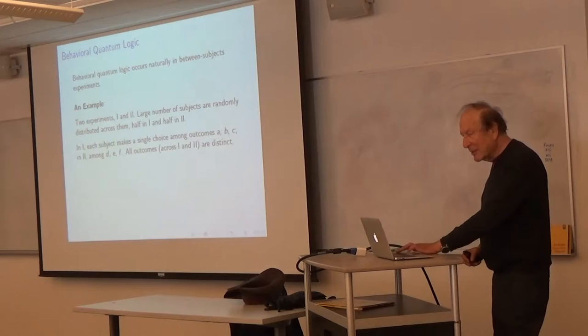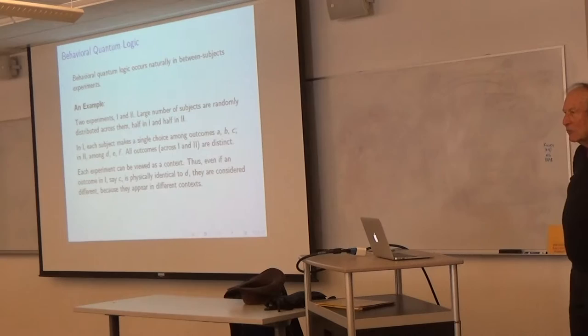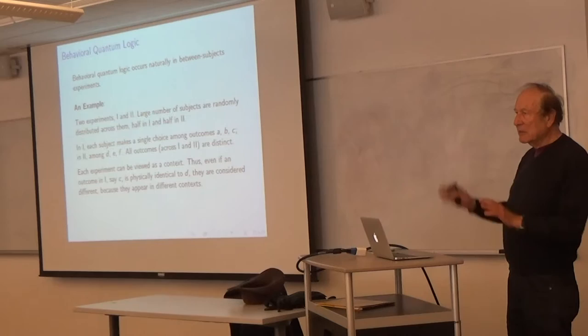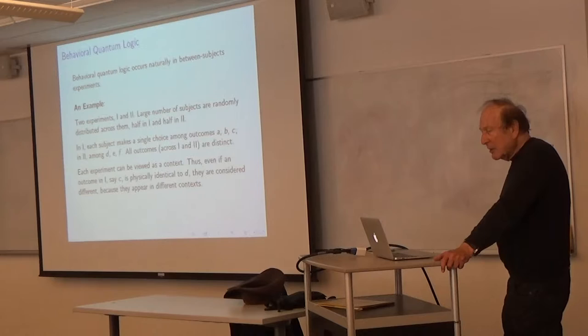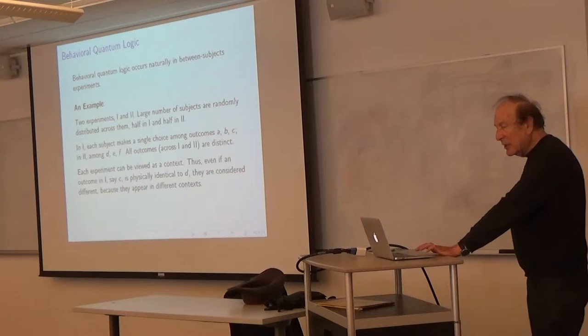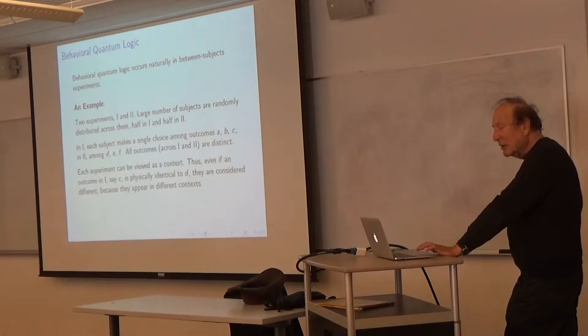Each experiment can be viewed as a context. That's where this word contextuality comes in. Of course, in formal semantics, these would be different meanings you would assign to things, or disambiguations and things like that. A large number of subjects are distributed, half across one, half across the other. Each subject makes a single choice among, in this case, three outcomes, A, B, and C in one, and D, E, F in two. Outcomes across one and two are distinct, because, as Dzhafarov and other people do it, we index them.